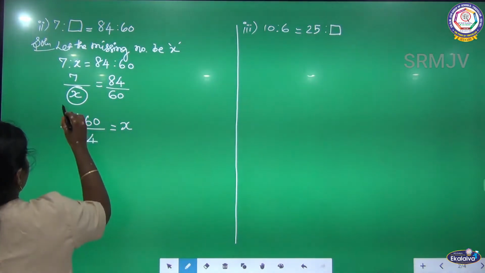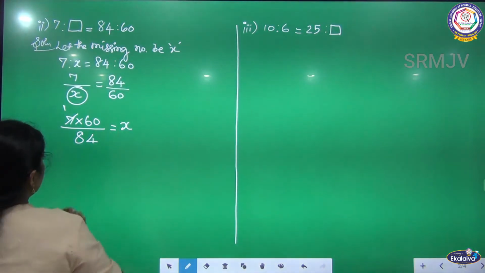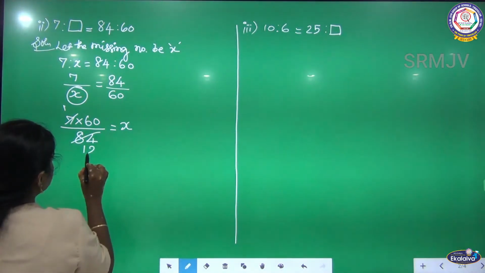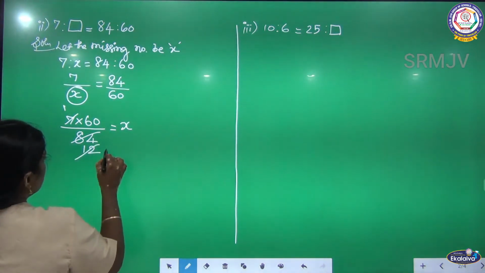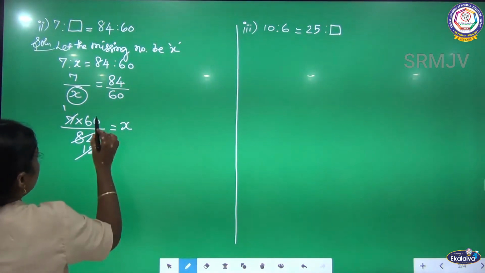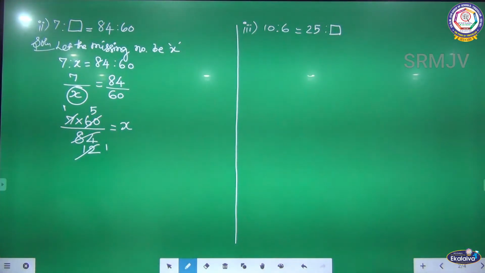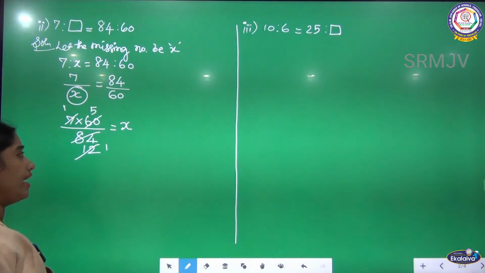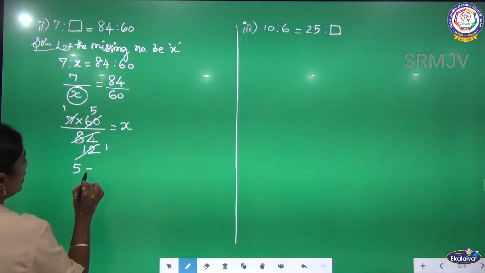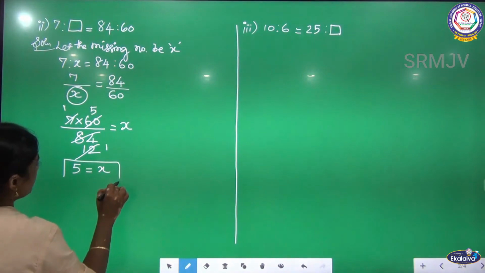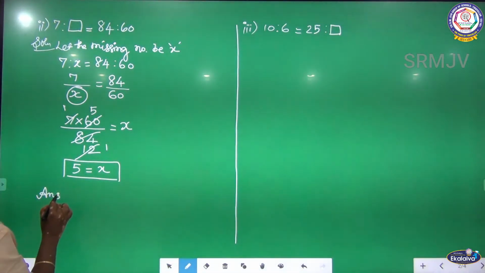Listen, 7 ones are 7. Got it? 7 ones are 7. 7 12s are 84. Now listen, 12 ones are 12. 12 5s are 60. Now see this, what is there in the numerator? 1 into 5, by 1. So my x value is what? 5. What is my x value here? 5.